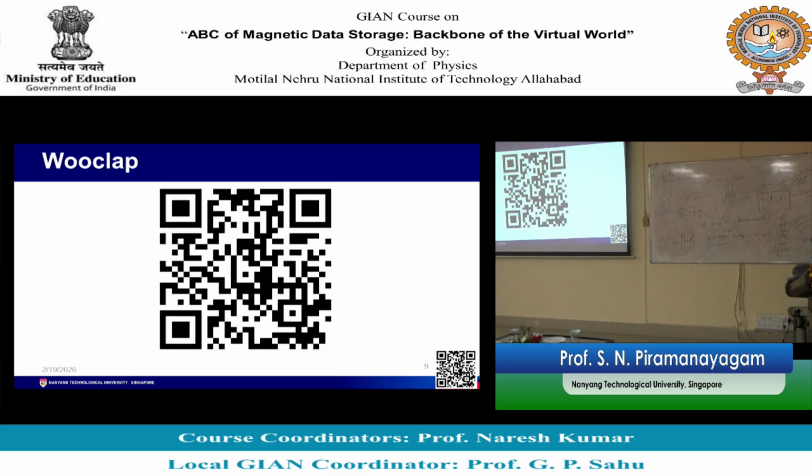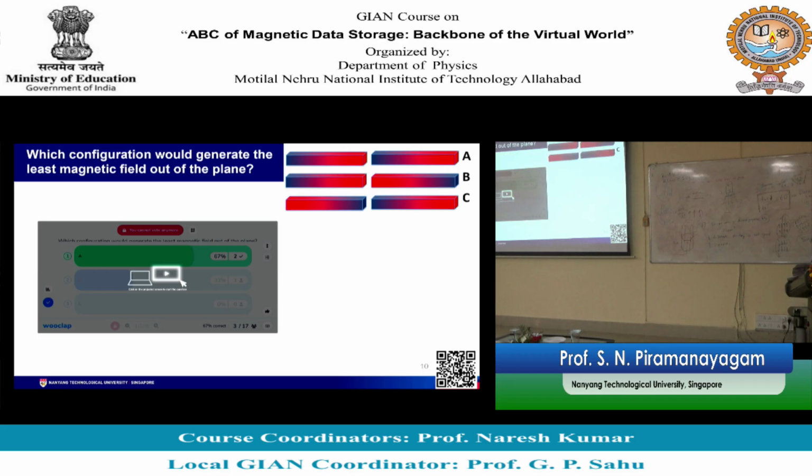Okay, so, let us do the vocab questions. First question is this. So, you have magnets arranged in certain fashion. You can imagine that blue is north and red is south, something like that.